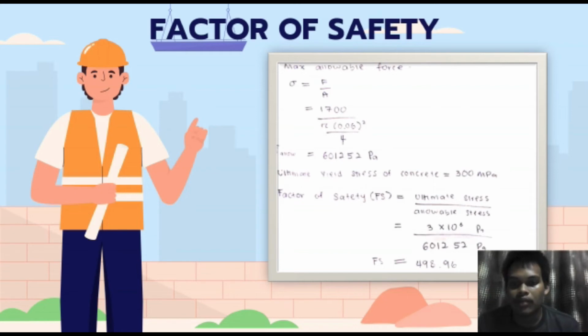Today I am going to present about the factor of safety. As we know, the equation of stress is F over A. Firstly, we need to find the allowable stress, which we got as 600,1252 Pascal, and then we need the ultimate stress, which is 300 megapascal. To find the factor of safety, we just divide 300 megapascal by the allowable stress, and then we get the factor of safety.